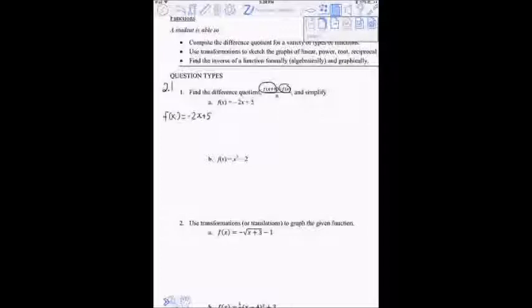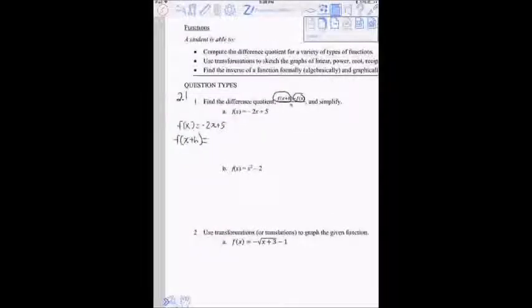And f of x plus h means that this x plus h replaces that x. So it's going to be negative 2, and then instead of an x, it's going to be x plus h, plus 5, and that's negative 2x minus 2h plus 5. So now we have both pieces in the numerator here.